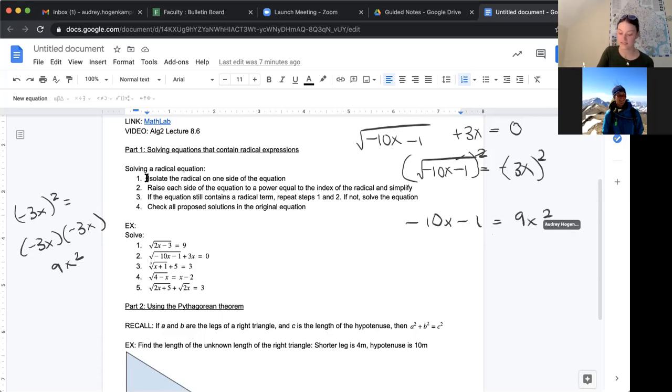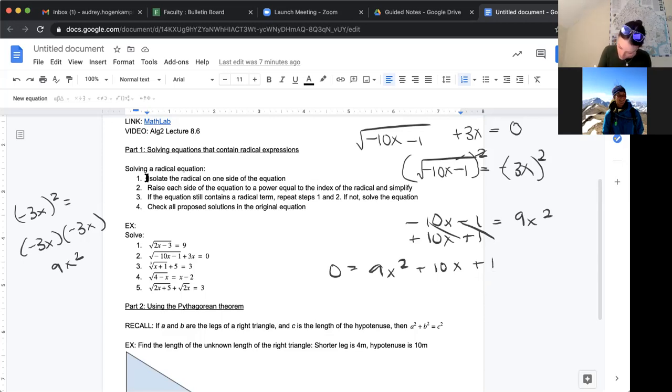And then, since this is a quadratic equation, we're going to need to solve by factoring, which means that I'm going to want one side equal to 0. So I'm going to get 0 equals 9x squared plus 10x plus 1. And then I'm going to go ahead and factor that.